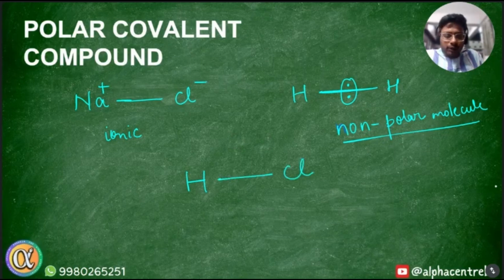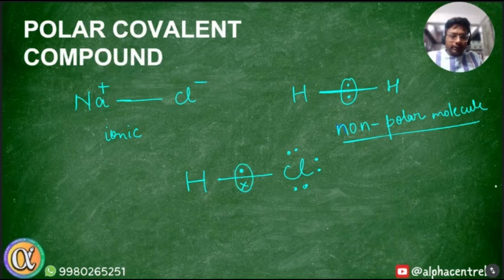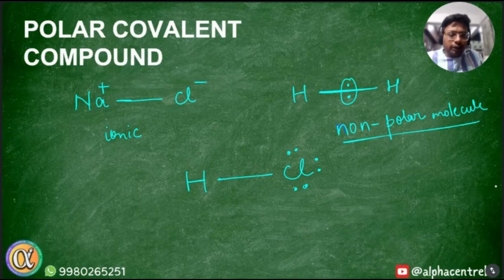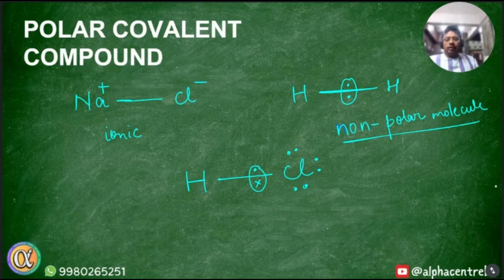In the case of the HCl molecule, this chlorine has 7 electrons and hydrogen has 1. So they're sharing 1. One comes from chlorine and one comes from hydrogen. Now in this HCl molecule, the shared electrons are not in the center. Am I clear? That we know, right? It is not in the center because chlorine is more electronegative than hydrogen, and therefore the shared electron drifts towards chlorine.